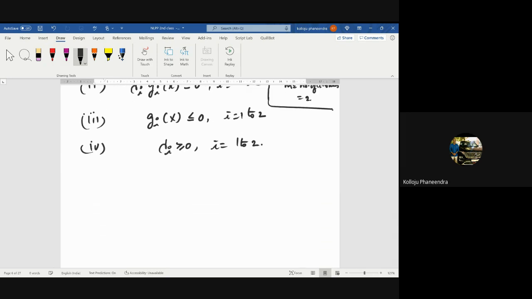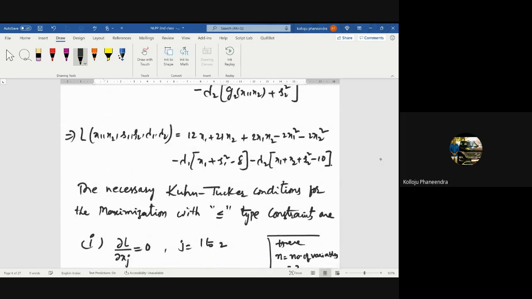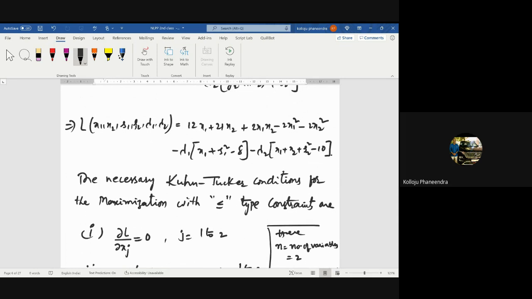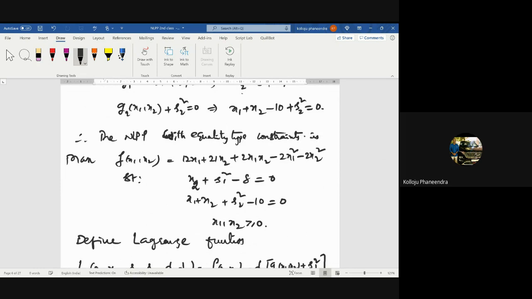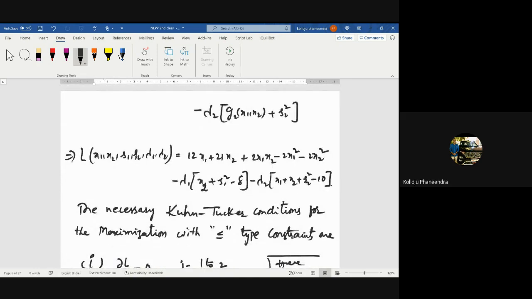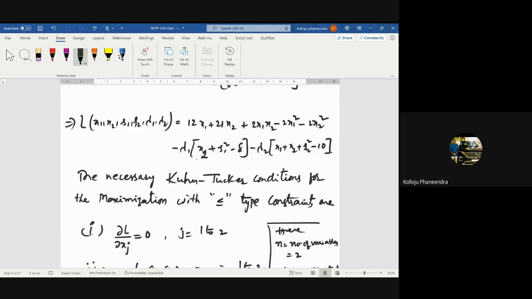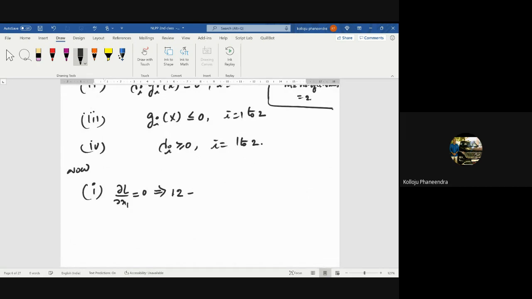Now I have to elaborate these conditions. First condition, dou L by dou x1 equal to 0. What is the derivative with respect to x1? 12 plus 2x2 minus 4x1, and minus lambda 2 equal to 0. What is the first constraint actually? It is x2 minus 8, so there is no x1 in the first constraint. So only I will get minus lambda 2. With respect to x1, 12x1 gives 12, 2x1 x2 gives 2x2, and 2x1 square gives 4x1. In the first constraint, lambda 1 is not there, lambda 2 will be there.